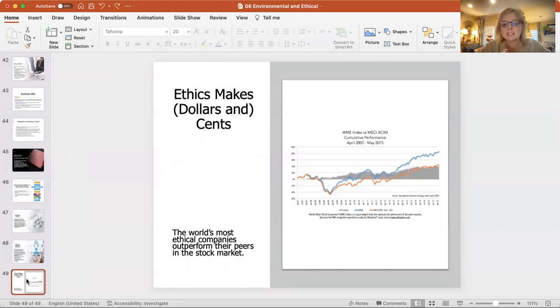And ethics makes sense. The most ethical companies in the world outperform their peers in the stock market. So not only is it something that we want for ourselves, we want to be moral and we want to be ethical, but in the end, we will actually do better than other companies that have some unethical practices.